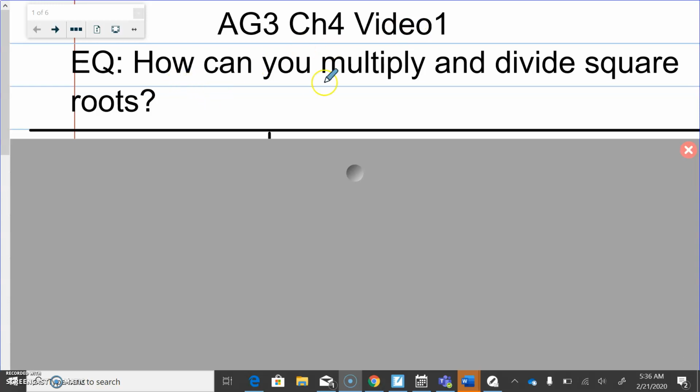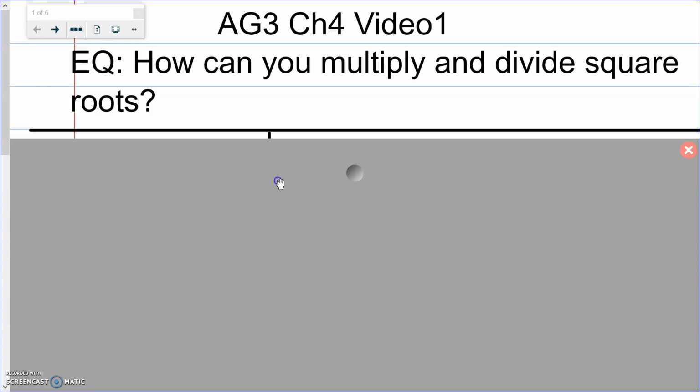Today we're looking at how you can multiply and divide square roots. Let's begin with some review of some vocabulary.